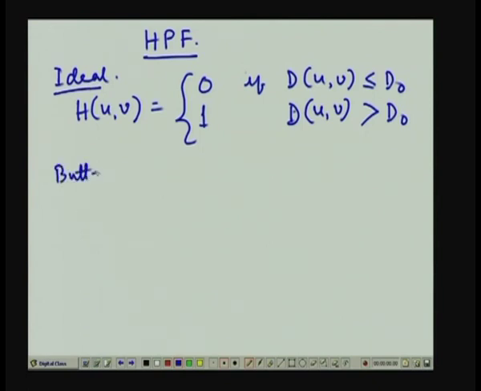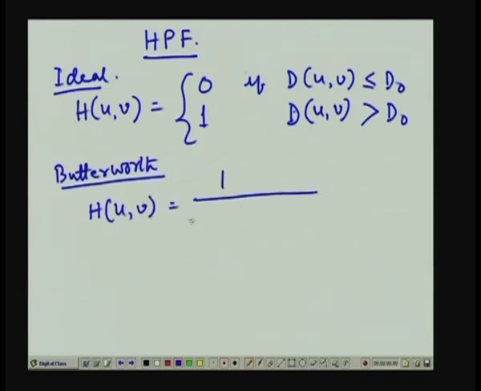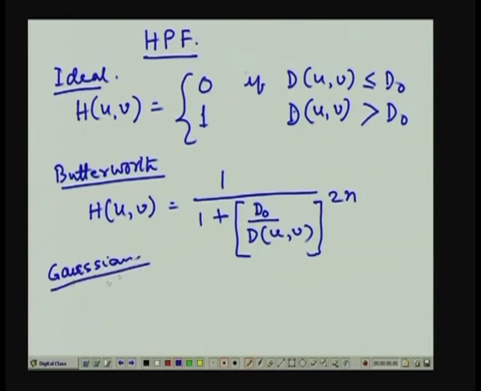Similarly, we can have the Butterworth high pass filter, where H(u,v) is given by the expression 1 upon 1 plus (D0 by D(u,v)) to the power 2n, and we can also have the Gaussian high pass filter, which is given by H(u,v) equal to 1 minus e to the power minus D square(u,v) upon 2 D0 square.